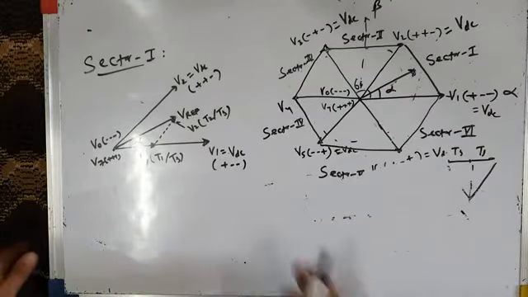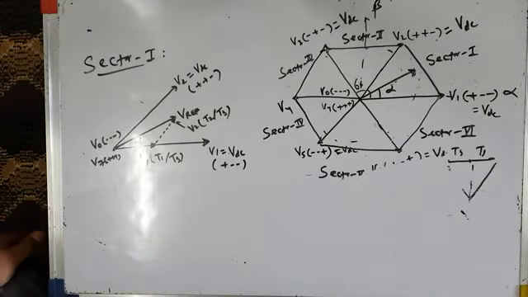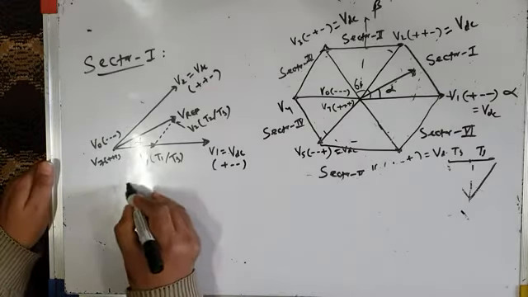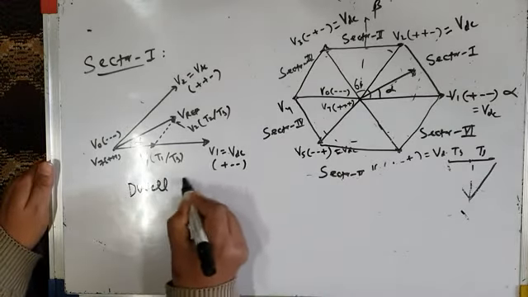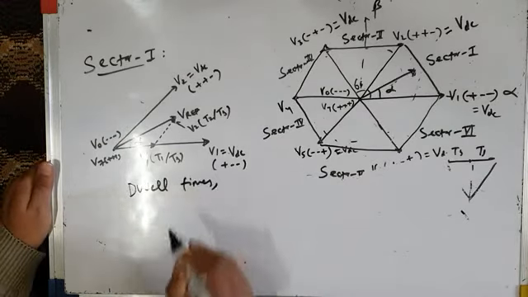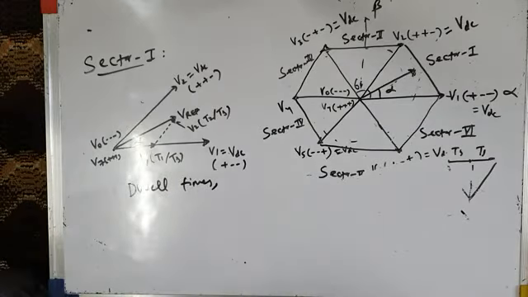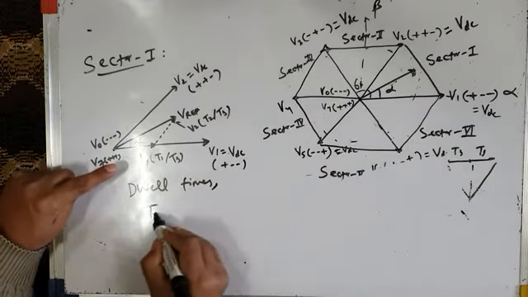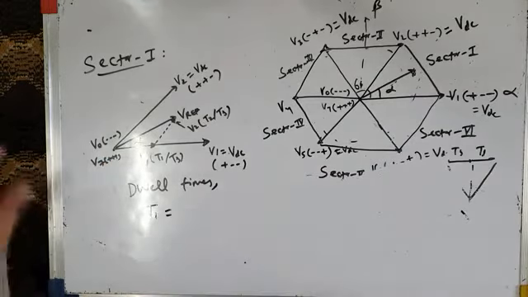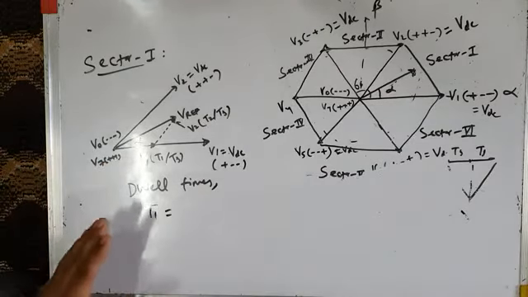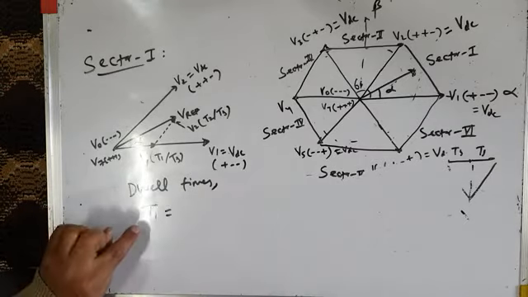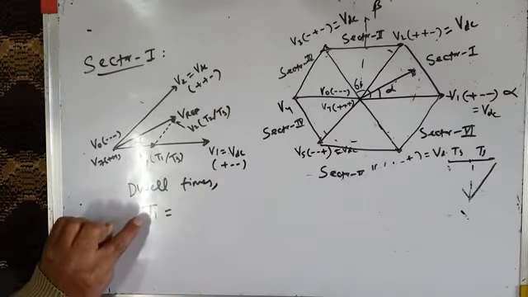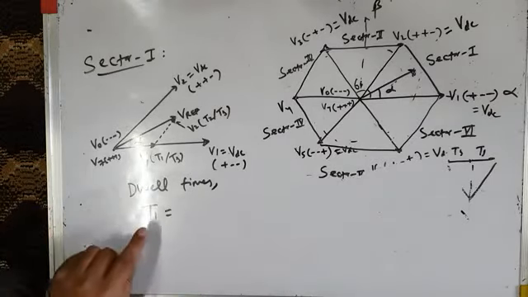You will get the expressions for dwell times. Dwell times means times for which different voltage vectors are getting applied across the load. Dwell times means time T1. You will find it. I am not going into that derivation. You can find those derivations in all the books. So I will give you the expressions for dwell times T1, T2 and Tz.